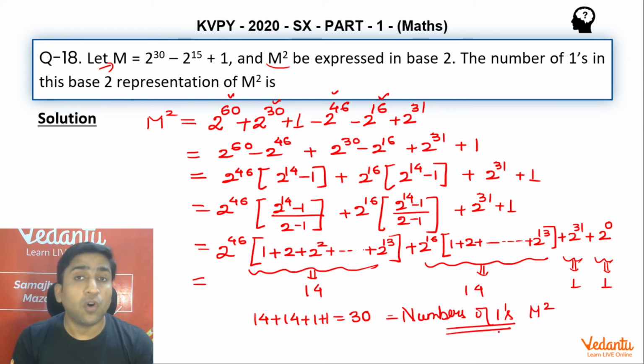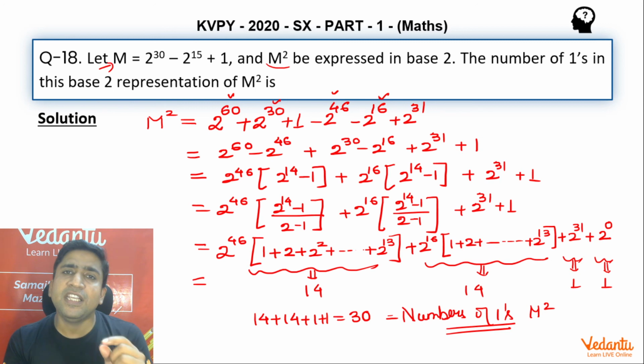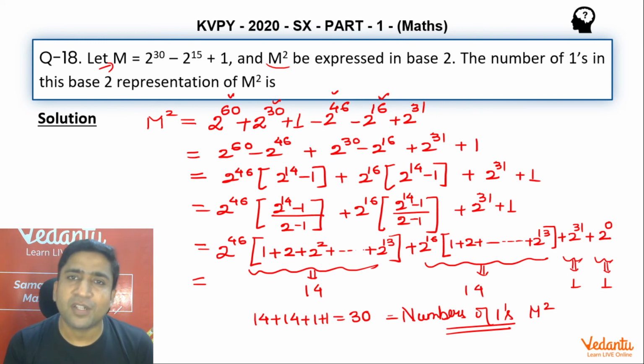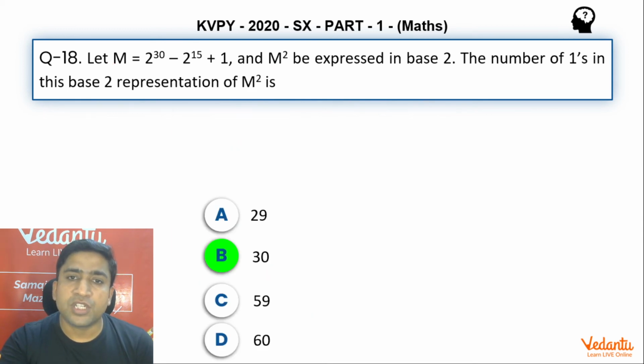So this was all about this particular application: if you want to represent m square in base 2 representation, you just need to write it in such a format that each term is written in the form of 2 to the power of something. Whenever you can do that, you can count it as 1. So that was the logic in this application. I hope all of you have understood this question and enjoyed this. The correct answer, as you can see from the options, is option B, that is 30.